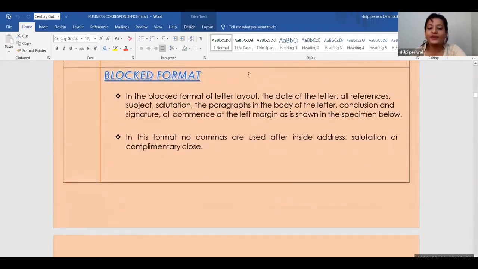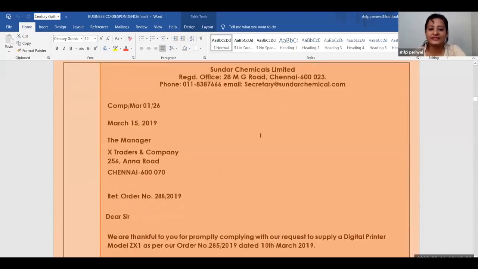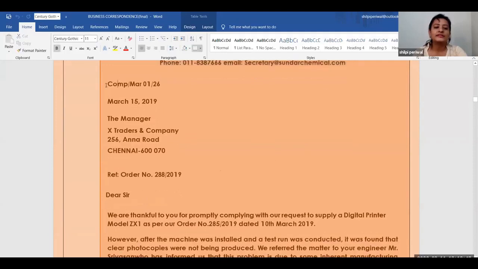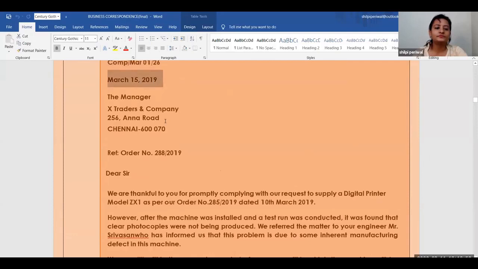Two important formats which you need to remember in a letter are the blocked format and the semi-blocked format. See this blocked format. This is an example of a blocked format. This is the letterhead, where everything is mentioned: the name of the company, the tagline, the office address, the phone number, the email ID, the CIN number should be there. This is your reference number, the date, the address.